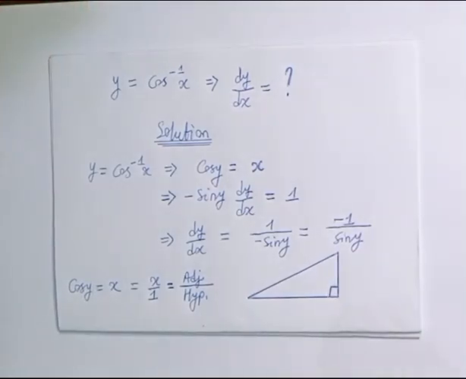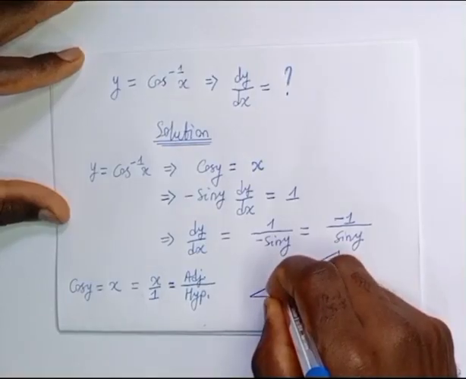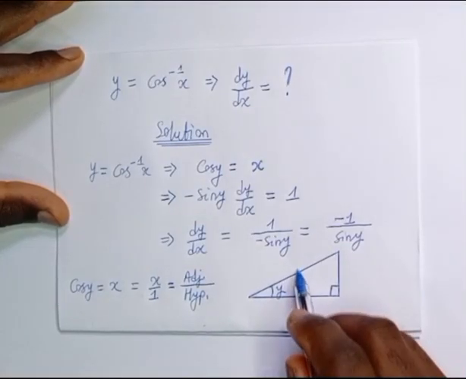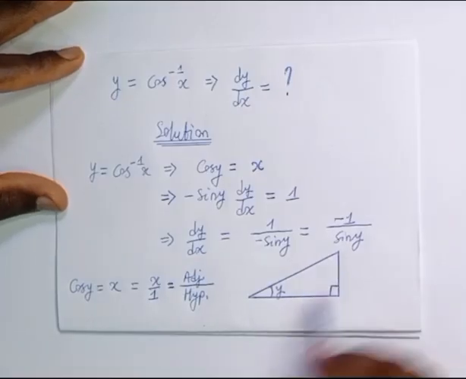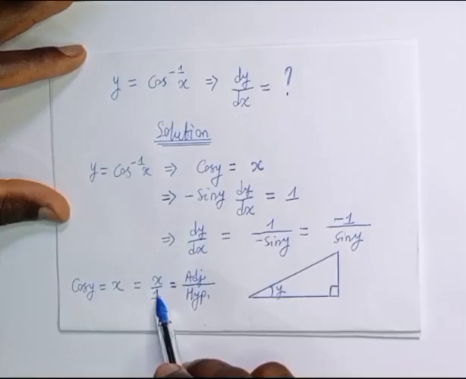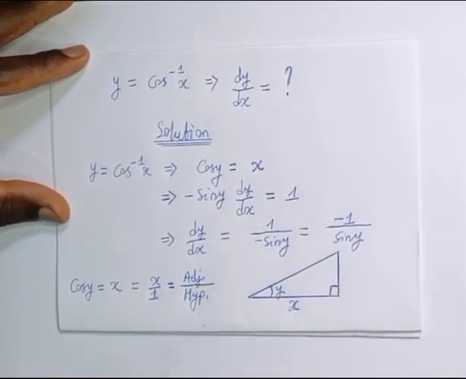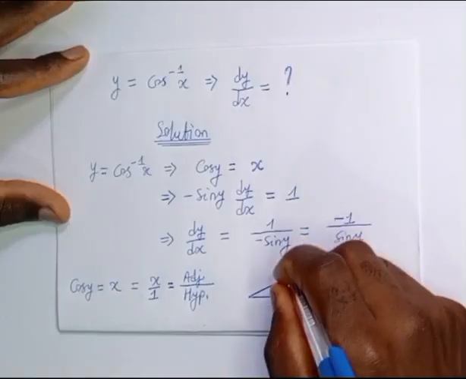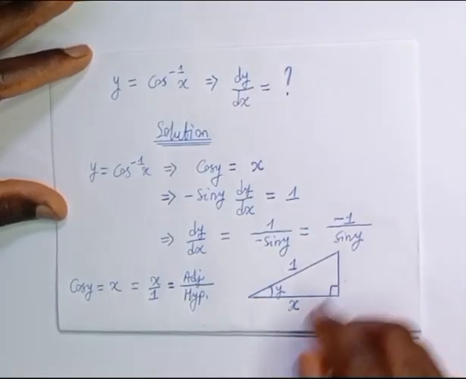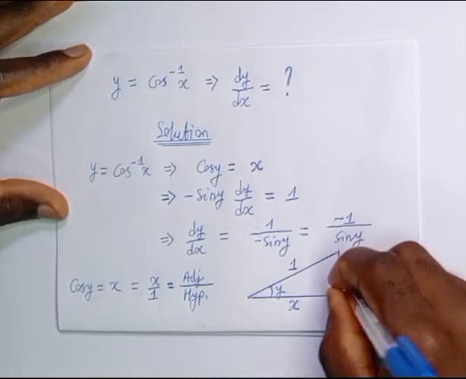This is our right angle triangle. Let's take this acute angle to be the angle y. This is the adjacent, this is the hypotenuse, and this is the opposite side. Cos is given by the adjacent all over the hypotenuse. The adjacent is simply x. The hypotenuse is 1. The opposite side we don't know. We are going to let the opposite side to be s.